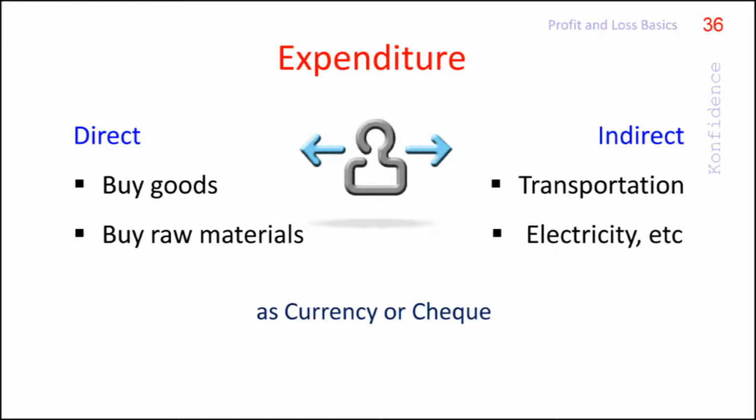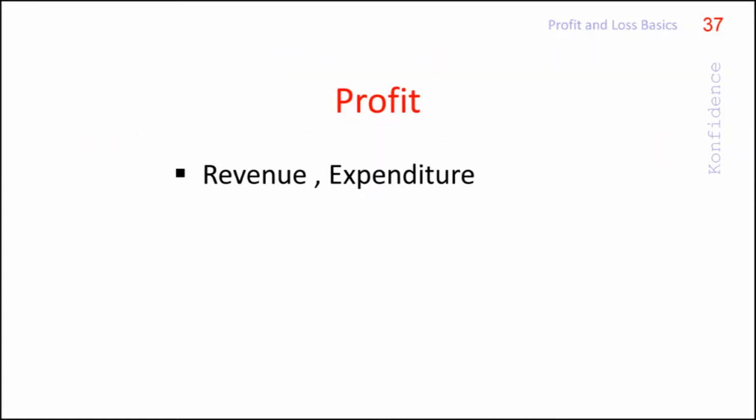Whatever happens, there is an outflow of money. Money drains from the buyer. It happens in the form of some currency. As discussed, there are two components of cash transactions in a business: revenue and expenditure.